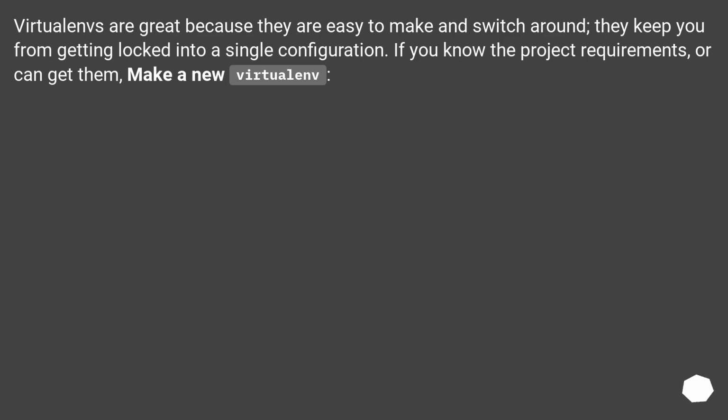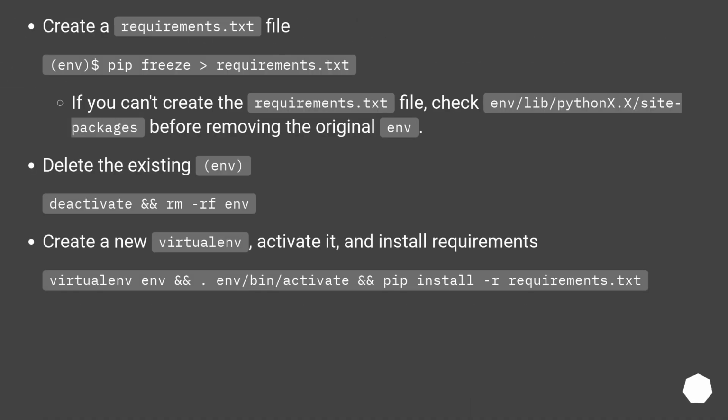Virtualenvs are great because they are easy to make and switch around. They keep you from getting locked into a single configuration. If you know the project requirements, or can get them, make a new virtualenv. Create a requirements.txt file: $pip freeze > requirements.txt.